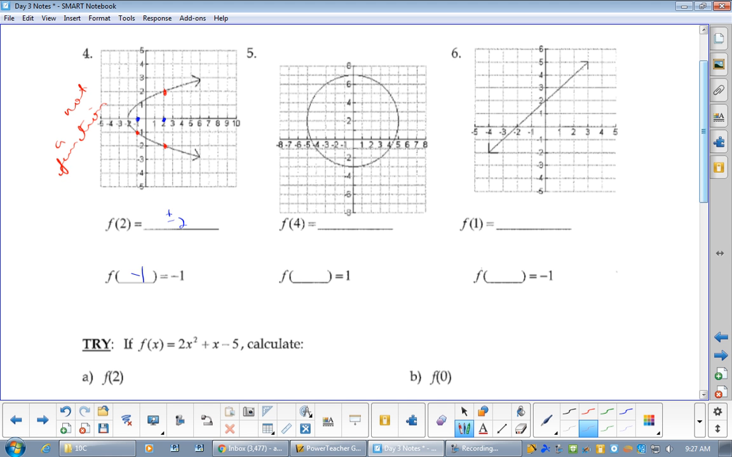Okay, f of 4. Negative 1 and 5. Okay, so here's your 4, right? And you're going to go up to there, and you're going to come down here. So negative 1 comma 5. Huh? No? You take x is 4, and you find the y values when x is 4. This says find the y value when x is 4. This says find the x value when y is 1.